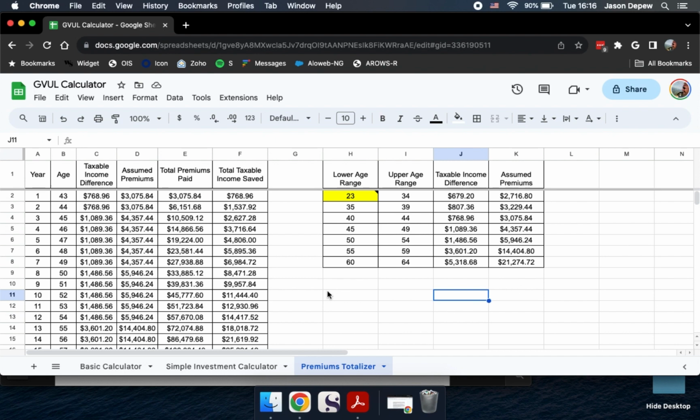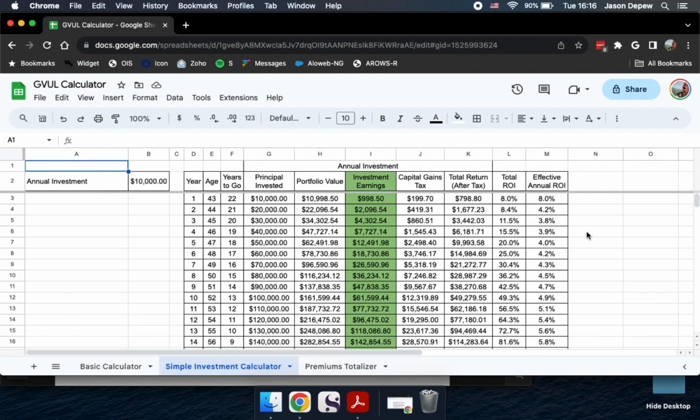And then over here, we just show, again, the taxable income difference and the premiums paid year by year, adding it up. We show total premiums paid, and then taxable income saved by not paying imputed income tax, and we do the whole calculation on there.